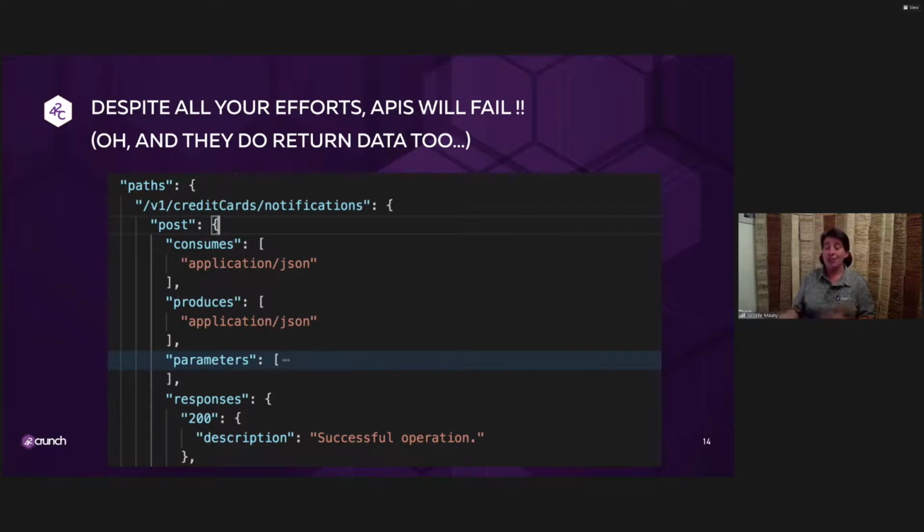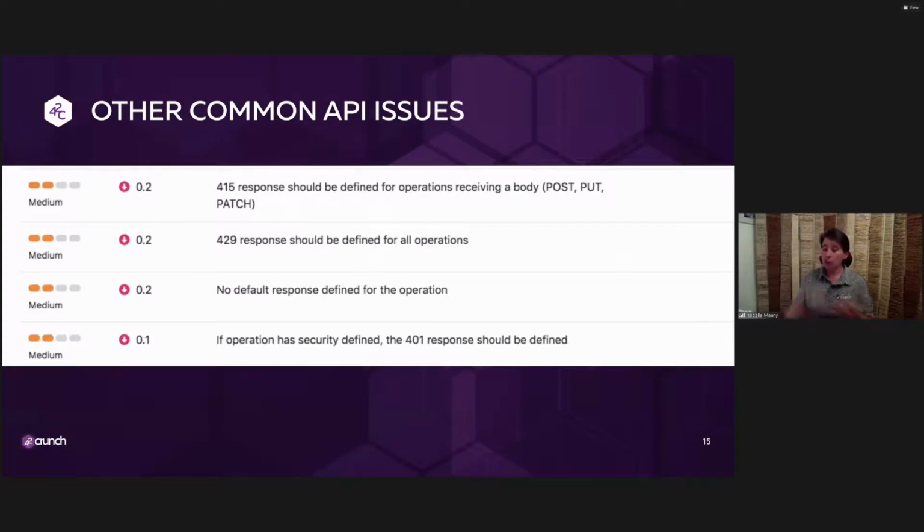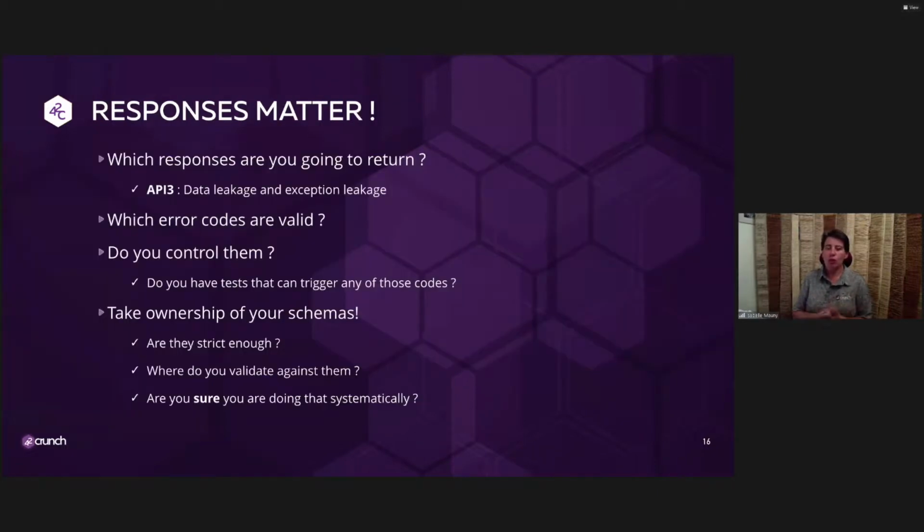And yes, they return data too, so you have to attach a schema to that information. It is very important from a security standpoint that you define very thoroughly all the data and all the types of responses. So for 429 if there is rate limiting, 401 if there is no security defined, etc. All of these we need to document.